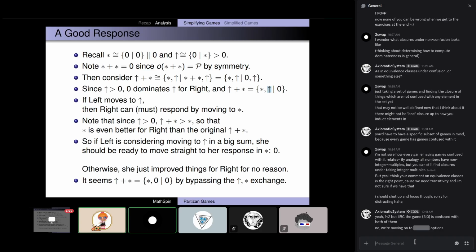Okay, so yeah, it's not always necessarily the best idea to play locally, but when it is, you would still play that up goes to star goes to 0 exchange, and therefore it can be simplified. That's the idea. Yes. Okay, I'm with you.